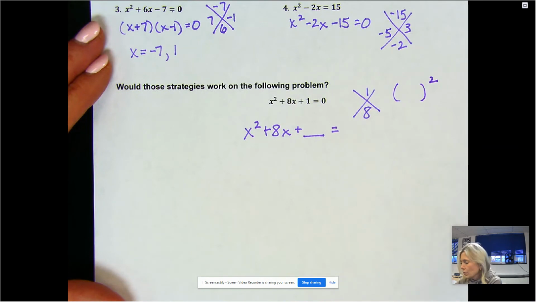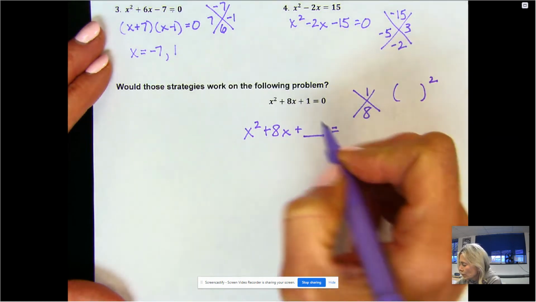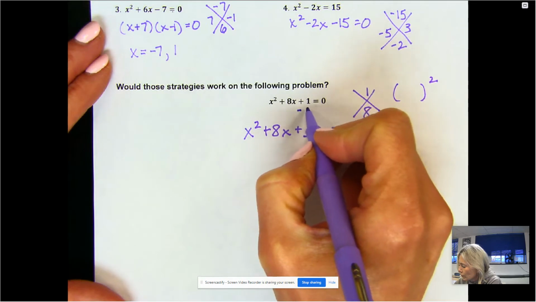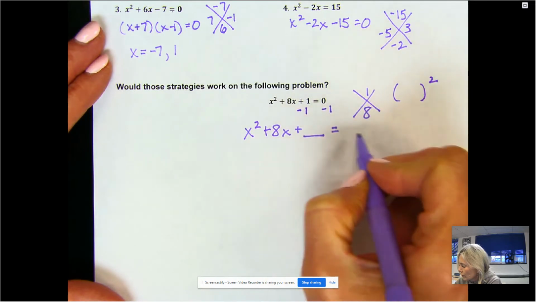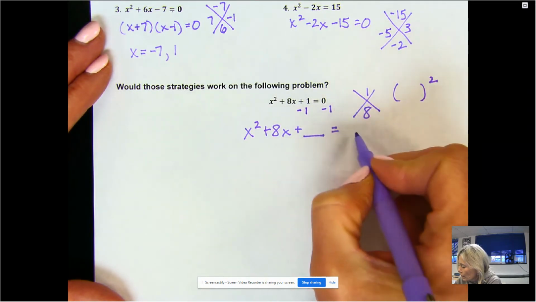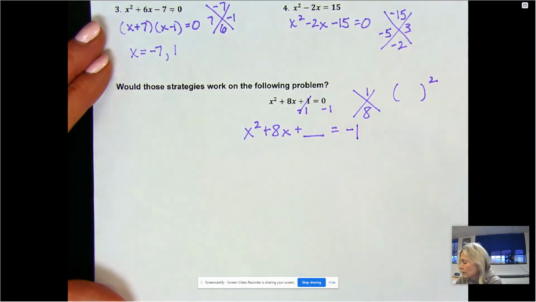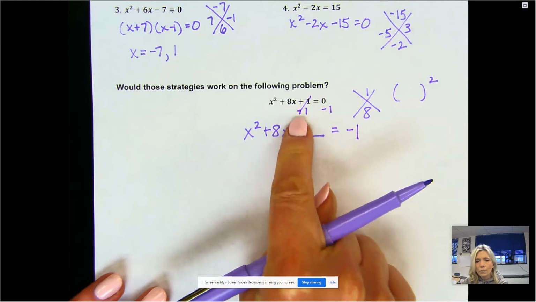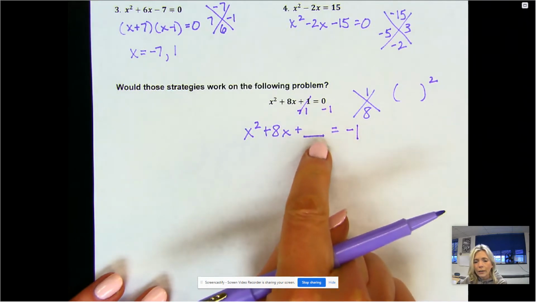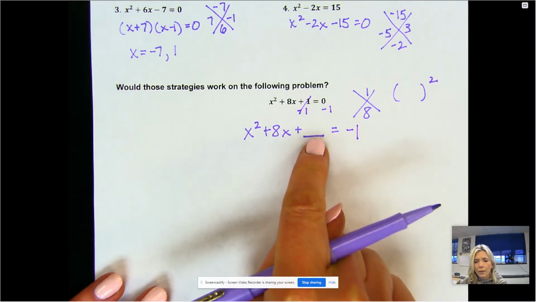And this is how you do it. The first thing we're going to do is move the 1 over, which gives us 0 minus 1, so that's going to be nothing. 0 minus 1 is negative 1, okay? So I've just rearranged the equation. I put a blank here because I need to put something in the blank.